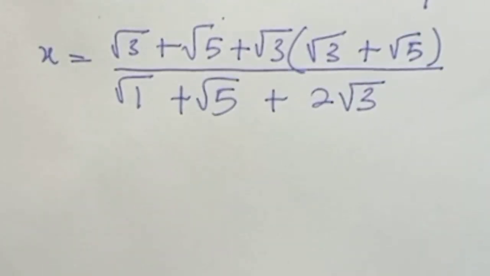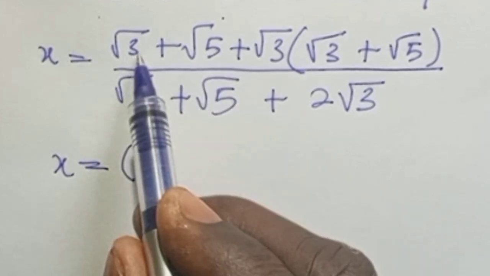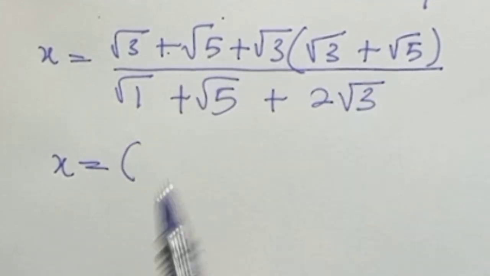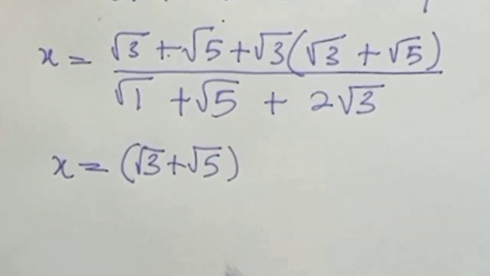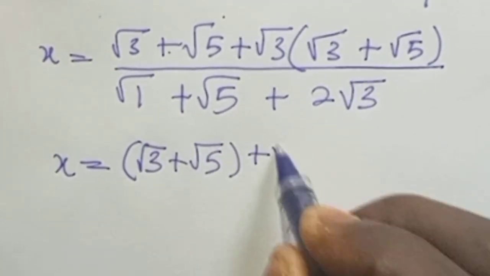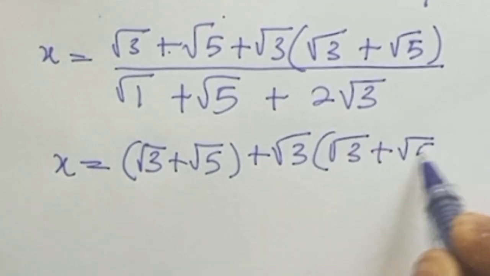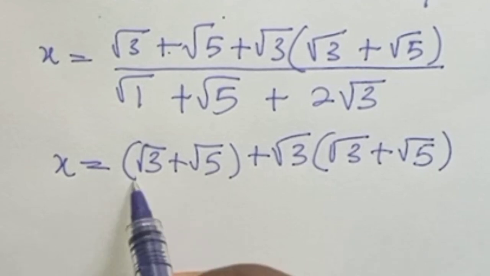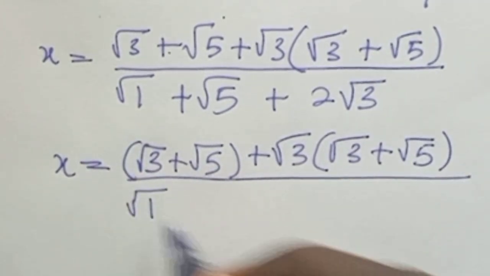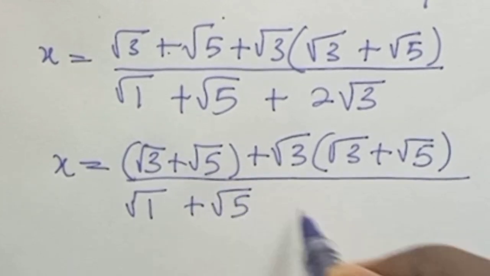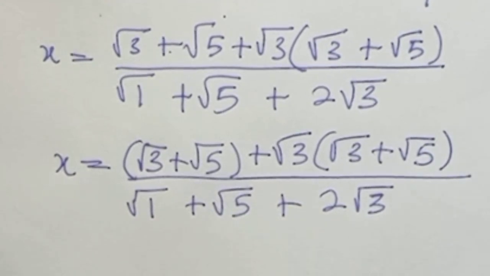So the next line will be s equal to, if we want to group this, square root of 3 plus the square root of 5, as we have here, it becomes bracket square root of 3 plus square root of 5, bracket close, plus square root of 3 into bracket square root of 3 plus square root of 5, all over square root of 1 plus square root of 5 plus 2 times square root of 3, and we're fine.